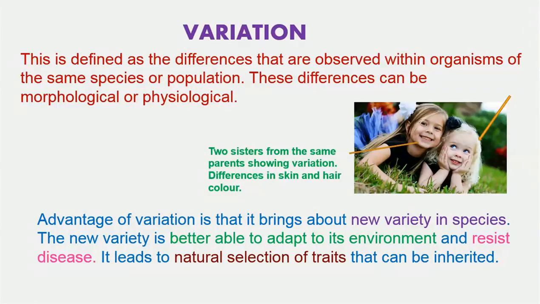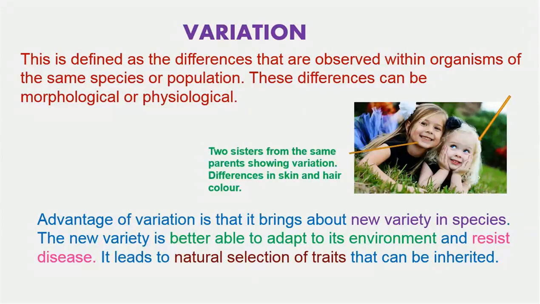Now let's take this image as our case study. Here we have 2 sisters from the same parents showing variation or differences. And what are the differences? Number 1, skin color. One has a darker skin color and the other a fairer skin color. Another difference is the color of the hair. One has a brown-like color of hair and the other white hair color. These two are variation.